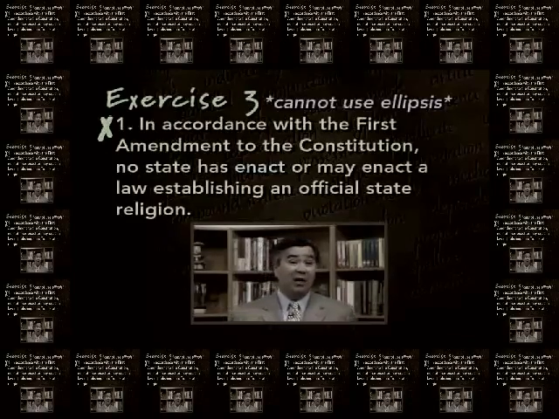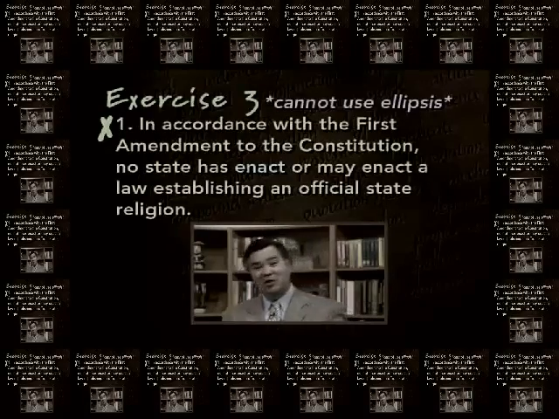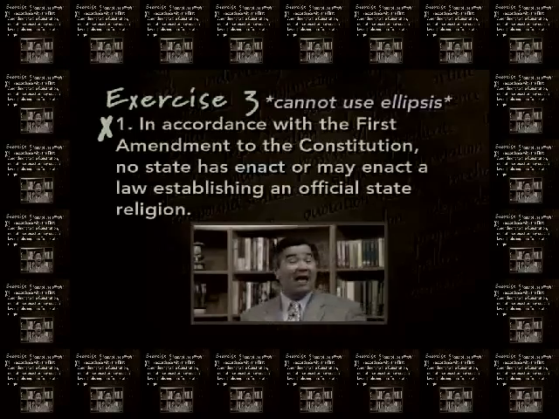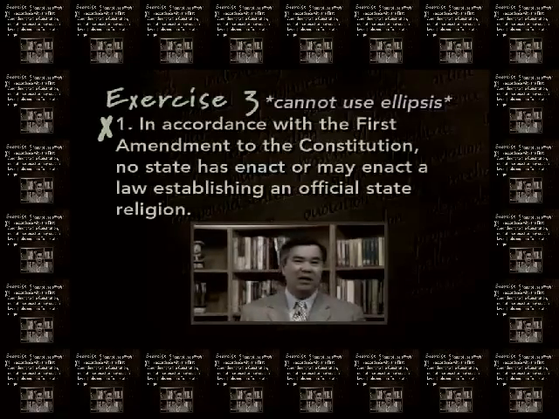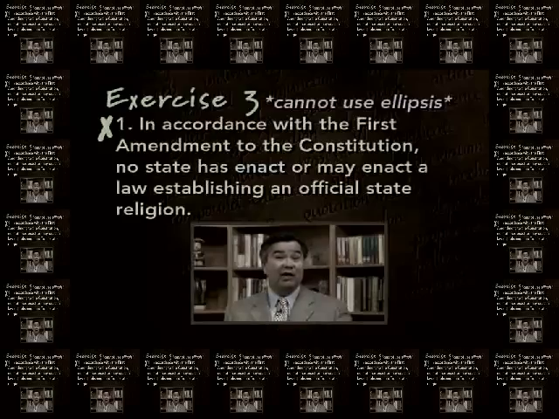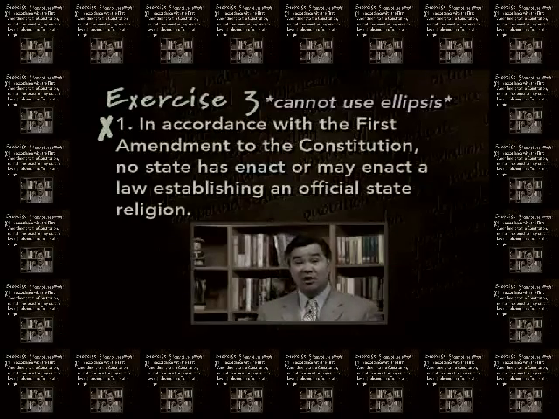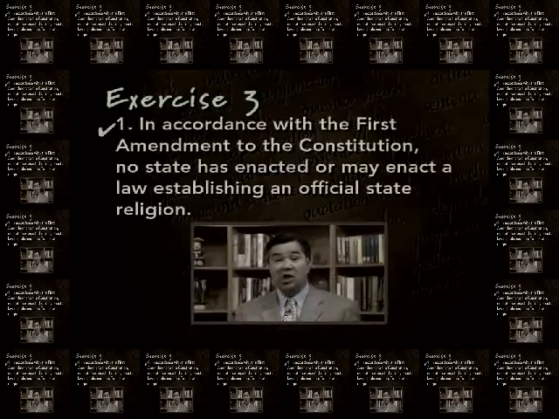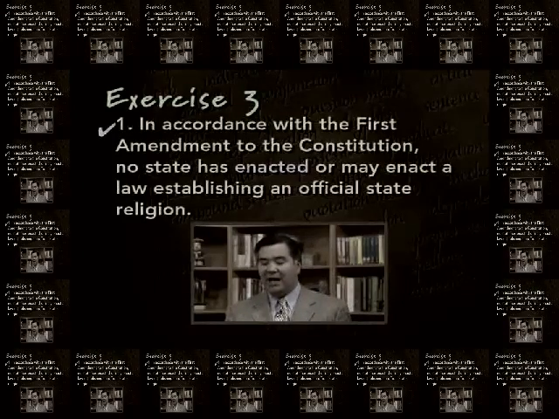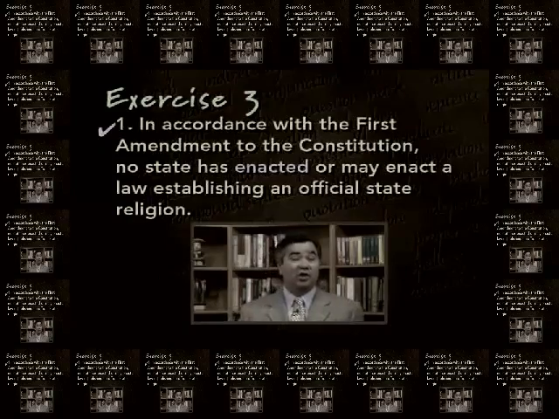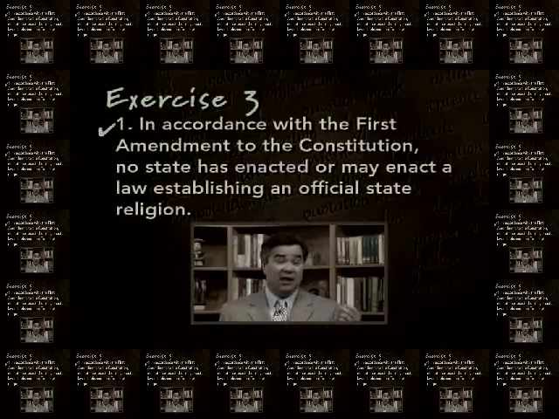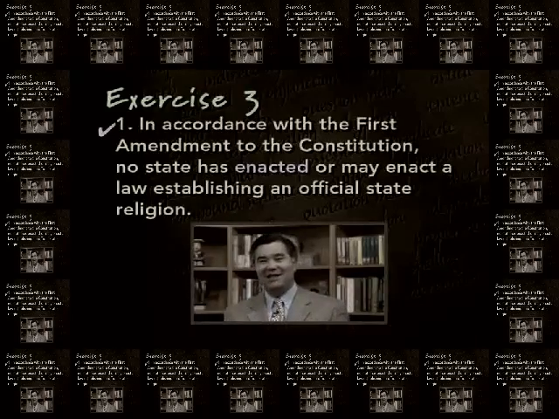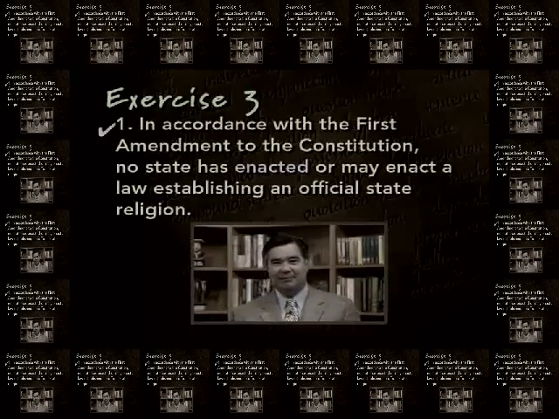Probably the simplest way to correct the sentence would simply be to go ahead and insert the word "enacted," and the sentence will be a little longer, but not really much longer, and will certainly be grammatically correct. So the sentence would then read, "In accordance with the First Amendment to the Constitution, no state has enacted or may enact a law establishing an official state religion." This is a correct way of writing the sentence, and it eliminates the erroneous attempt at ellipsis.